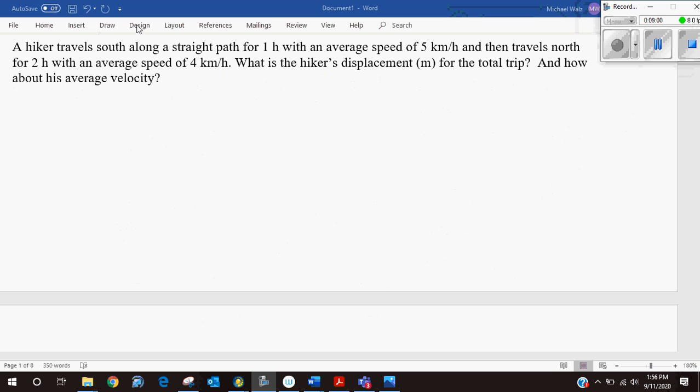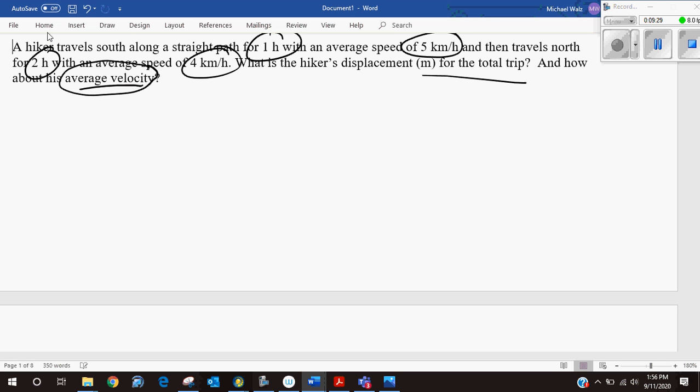It says a hiker travels south along a straight path for 1 hour with an average speed of 5 kilometers an hour, and then travels north for 2 hours with an average speed of 4 kilometers per hour. What's the hiker's displacement for the total trip? And how about his average velocity? So this is a little bit tougher here, especially the average velocity. I'm going to show you how to do the average velocity, but it's something that you're not really going to learn about and be responsible for until the next section.